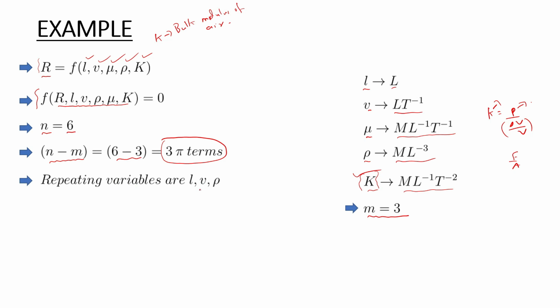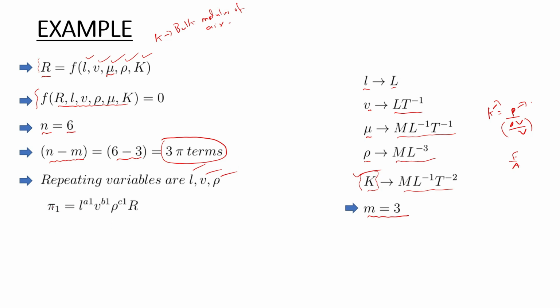And let us find out the repeating variables. How to select the repeating variables? The first one should correspond to a geometric property, the second one a flow property, and the third one a fluid property, that is density. You can take viscosity also, but it is better to take density. V corresponds to some kind of movement, so it is a flow property. So this is how you select the repeating variables. You need to keep in mind that the first one corresponds to geometric property, the second one to flow property, and this one to fluid property.